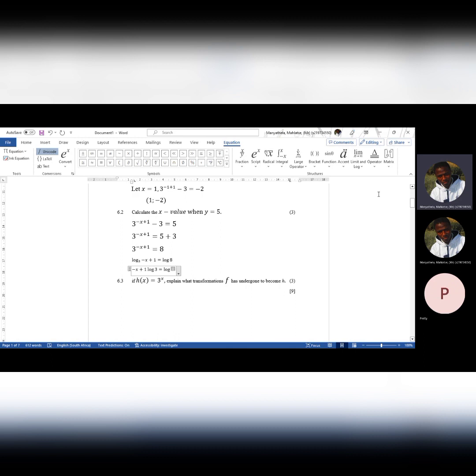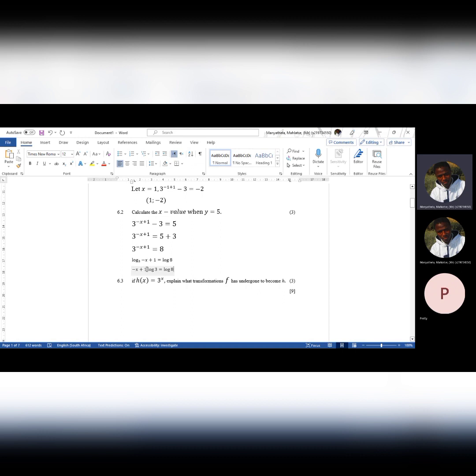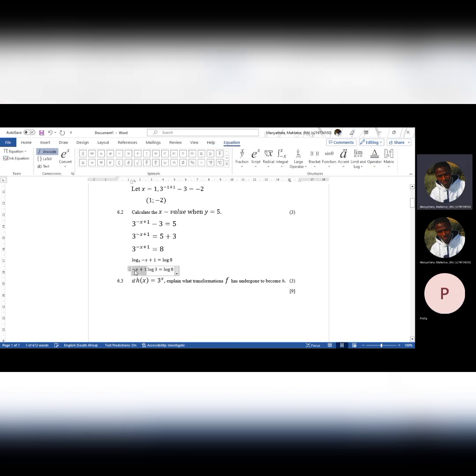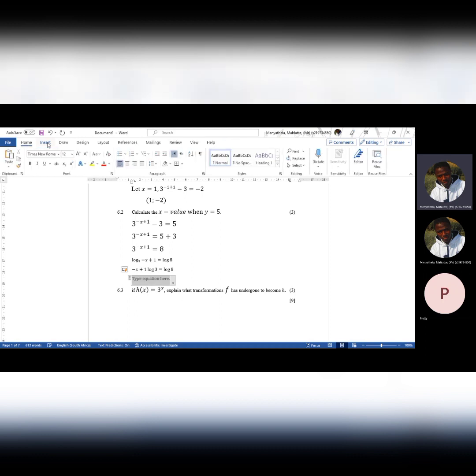Equal to the log of 8. So if it is like this, we are looking for the value of x. We have to make negative x plus 1 the subject of the formula, meaning that we are going to divide both sides by log 3 in the next step. So we'll have negative x plus 1, log 3 divided by log 3.